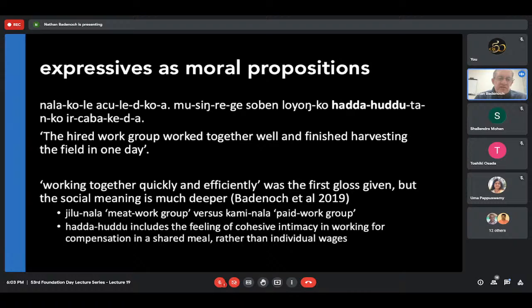that will be treated to a nice meal afterwards, which was called a jilunala, a meat work group, meaning that they would get a good meal afterwards. And so haddahudu was about speed and efficiency, but it was also about the community feeling of enjoyment, the anticipation of a nice meal coming at the end that you would share together. And again, indexing the feeling of cohesive intimacy in an important area of the shared group livelihood.